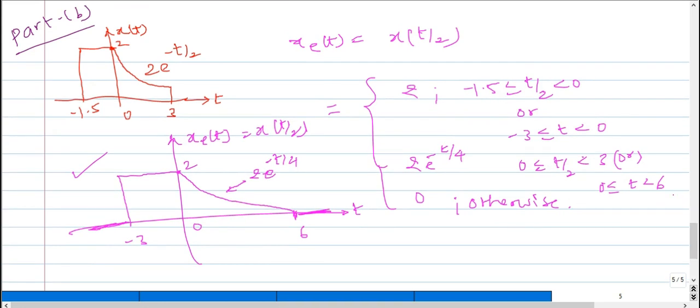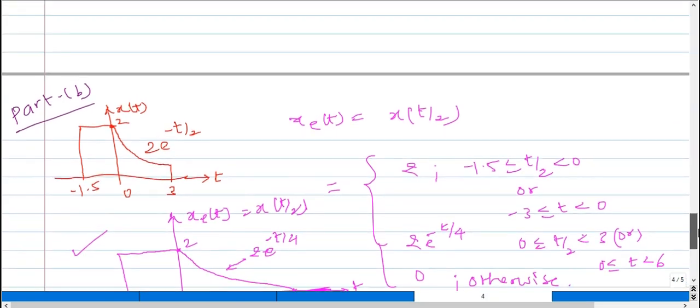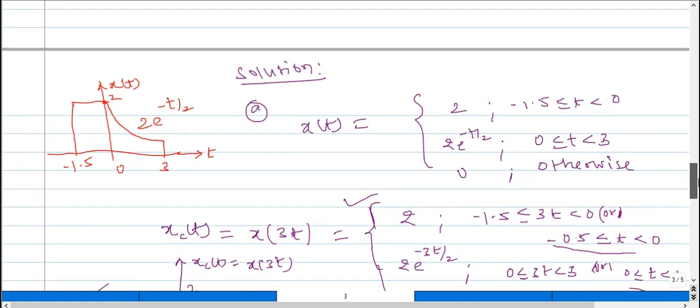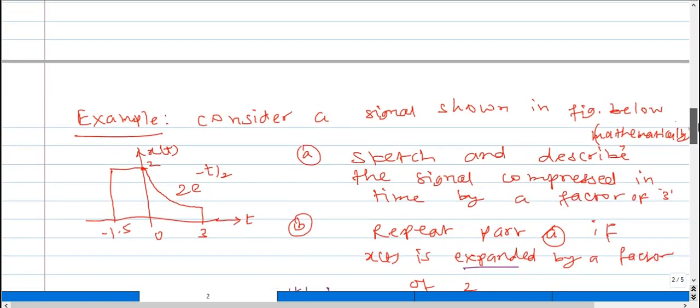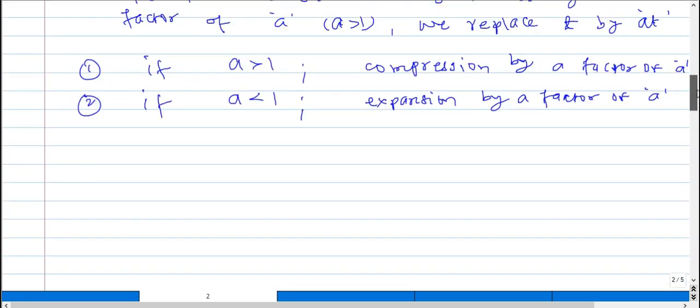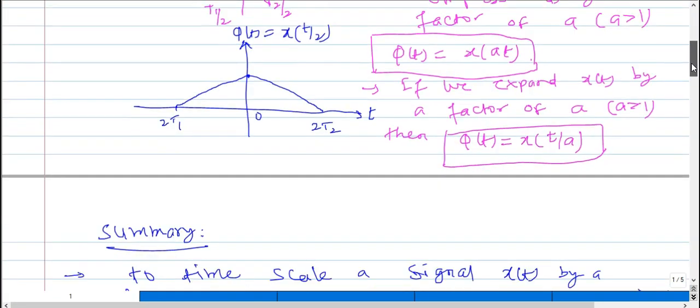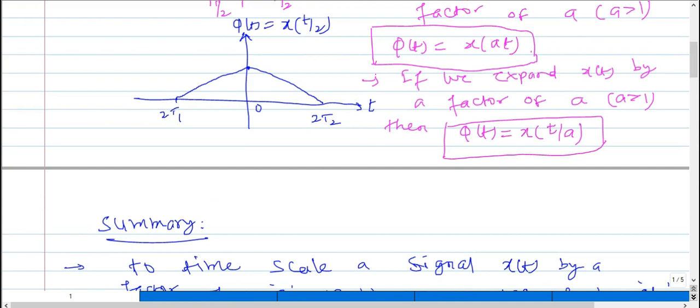So what we have seen in this video is what time scaling is, and how to find the expanded or the compressed signal. Okay, and we have also seen one example. So in the next lecture we will see the time reversal. Okay, so thank you.